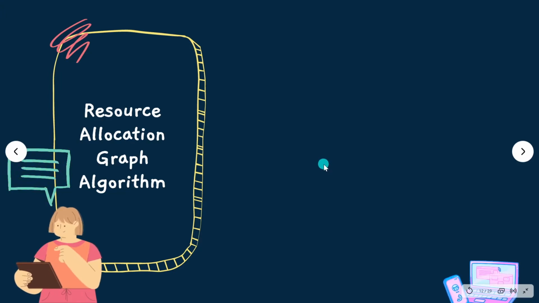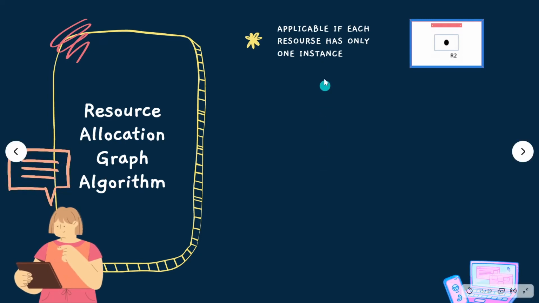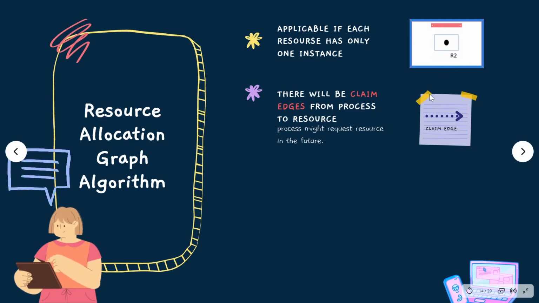Alright, so let's look at the resource allocation graph algorithm. The first thing that we have to take notice of is this is applicable if each resource has only one instance. So basically, inside the resource there will only be one instance. There will be claim edges from process to resources. Processes might request resource in the future, so claim edges are represented by dotted arrows.